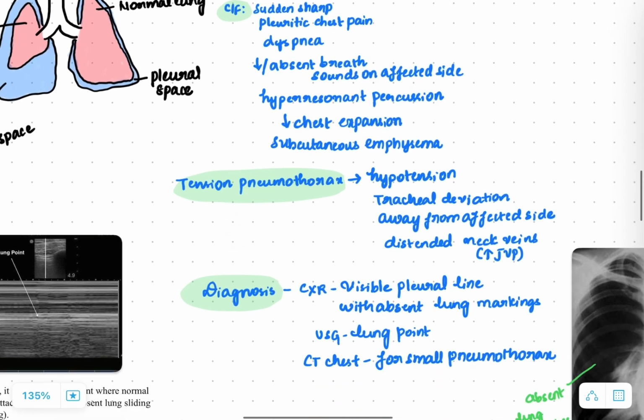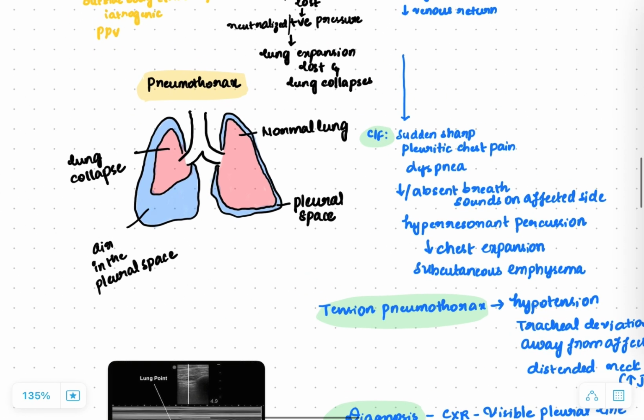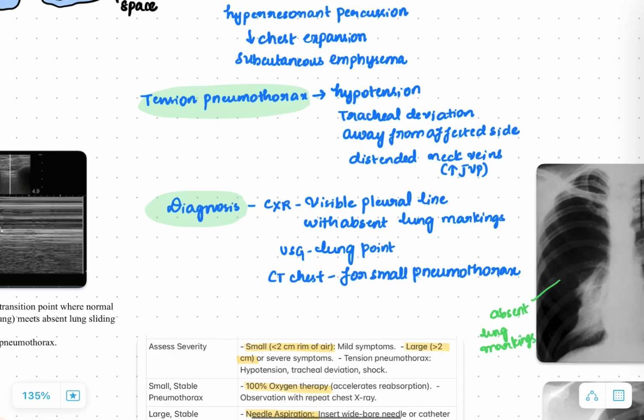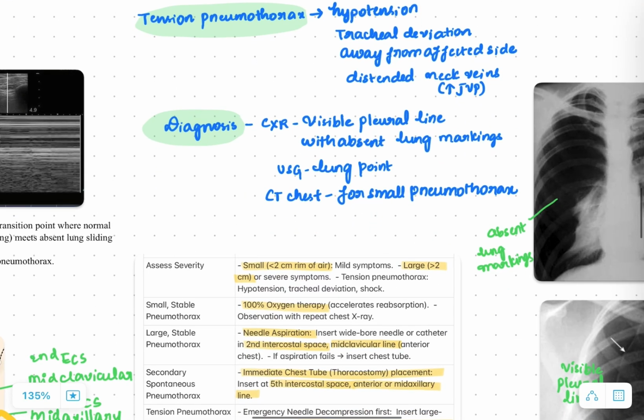and tracheal deviation will be seen away from the affected side. So whenever there is left lung pneumothorax, the trachea will be shifted towards the right side. So in this picture we can see there is right lung collapse, right lung pneumothorax. So the trachea will be shifted towards the left side. Next there are distended neck veins, that is an increase in the JVP we can see.